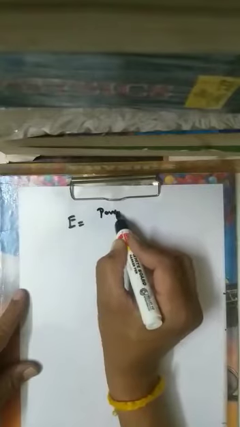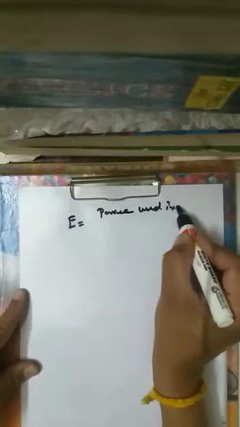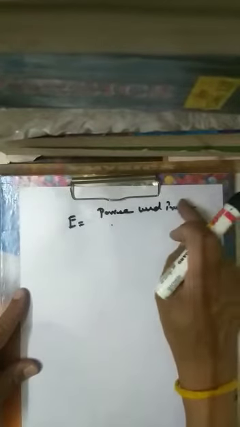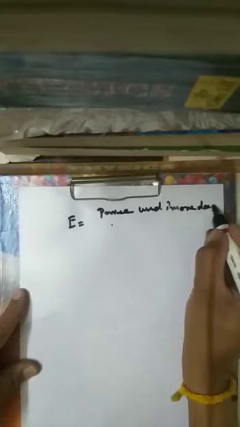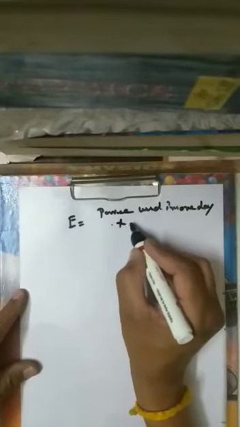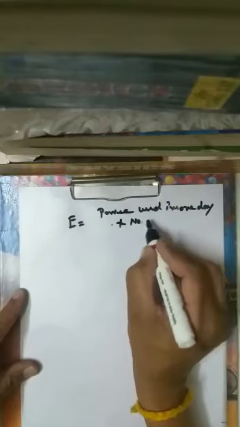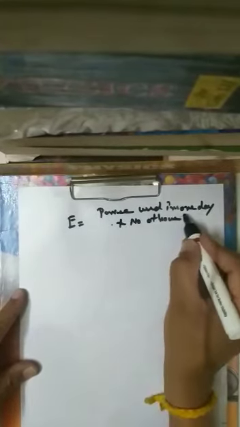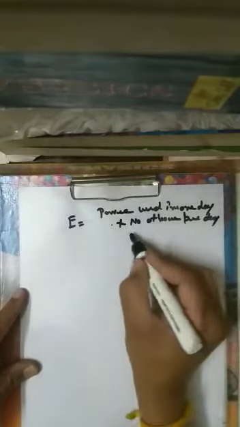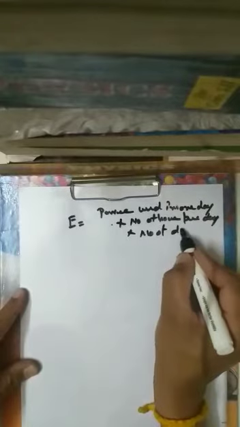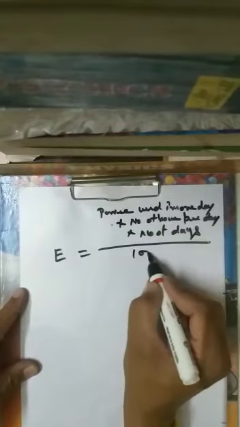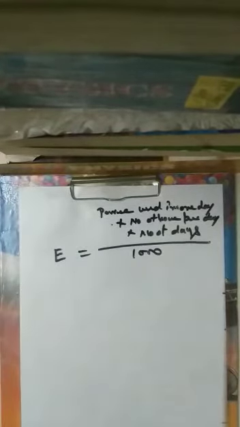If we want to calculate the household electric bill, then energy consumed is equal to power used in 1 day into number of hours per day into number of days, divided by 1000.